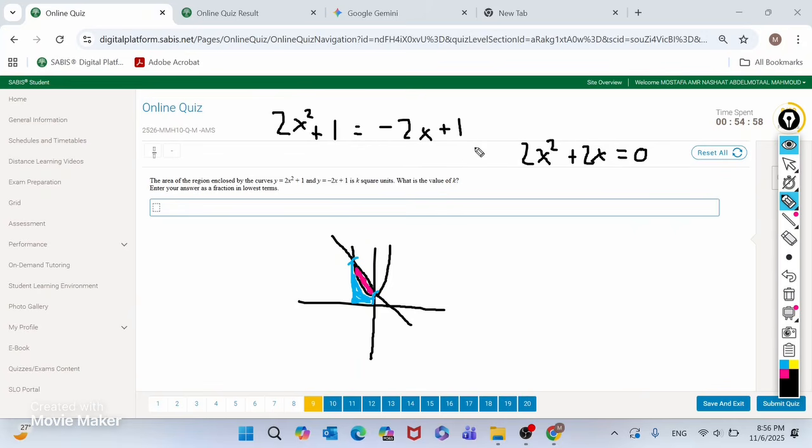Okay, so guys, do this on your calculator so you can see what points they intersect at. So 2x squared plus 2x equals 0. So negative 1 and 0. So now we know this point is at negative 1, and this point is at 0. Okay?